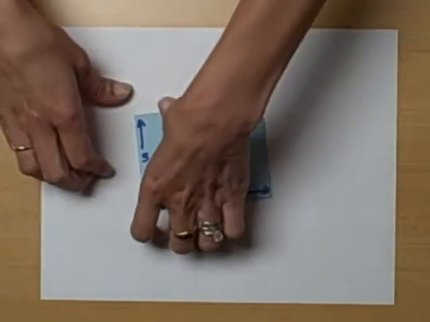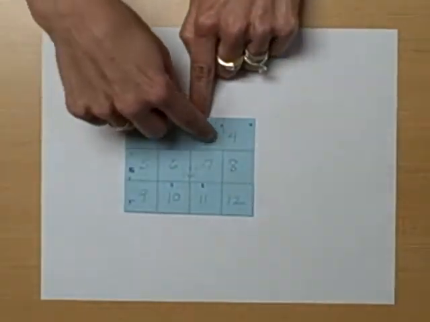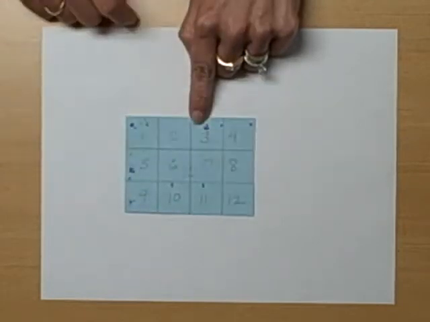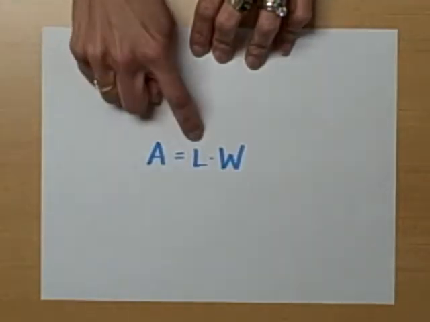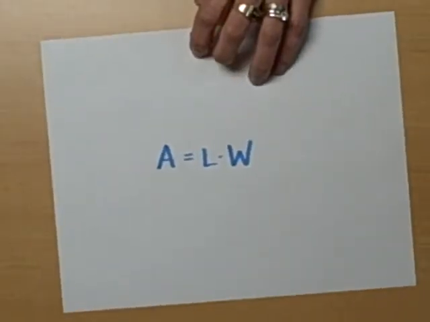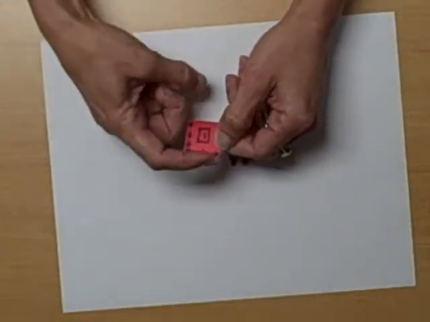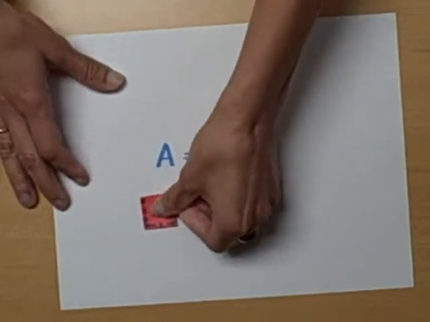And what that means is that 12 square inches would fit inside that rectangle. So taking that information into account, remembering that area equals length times width, the area of this tiny little piece of paper, which is 1 inch by 1 inch, is 1 square inch. So that's 1 square inch.